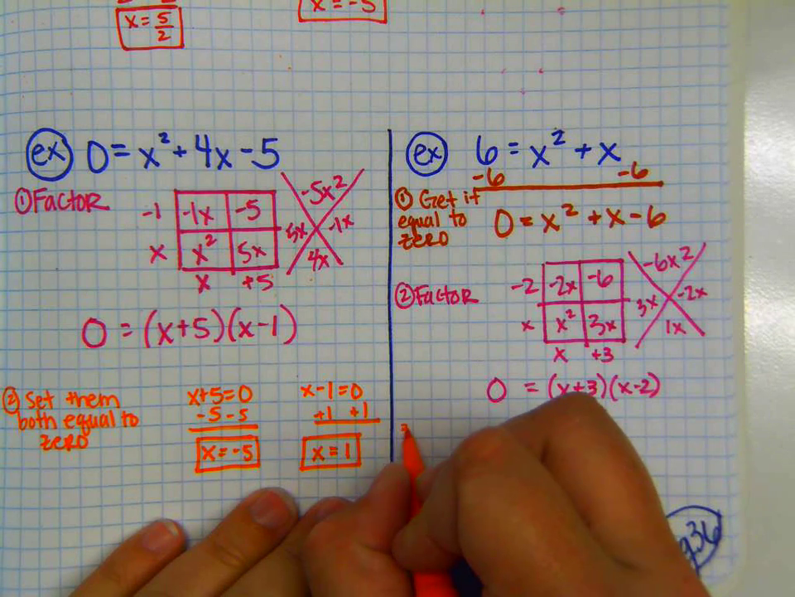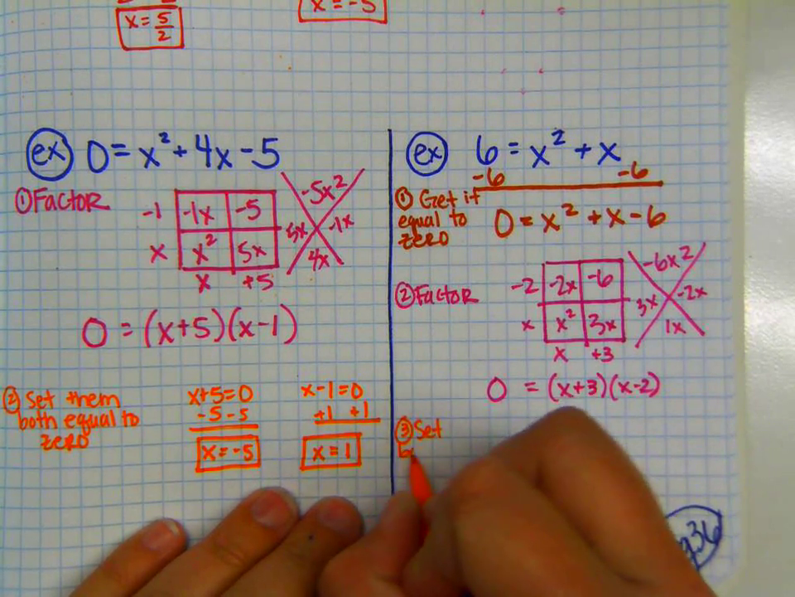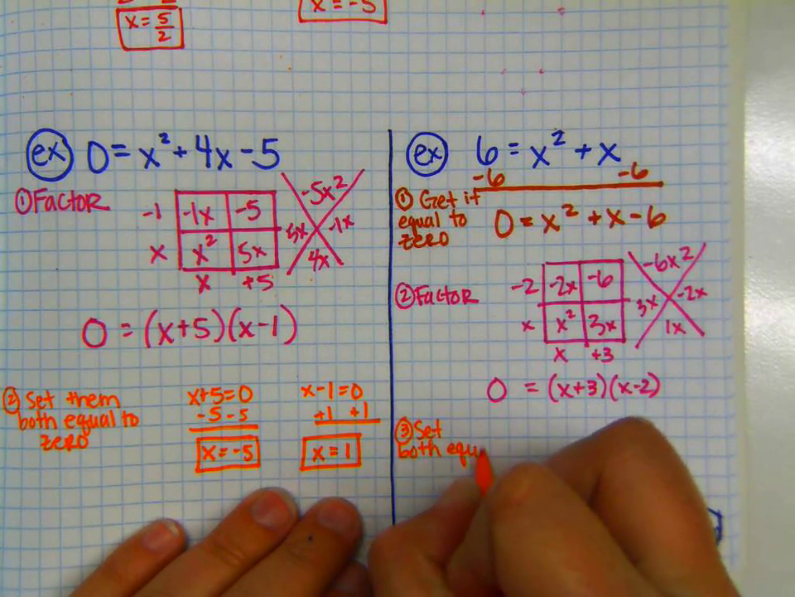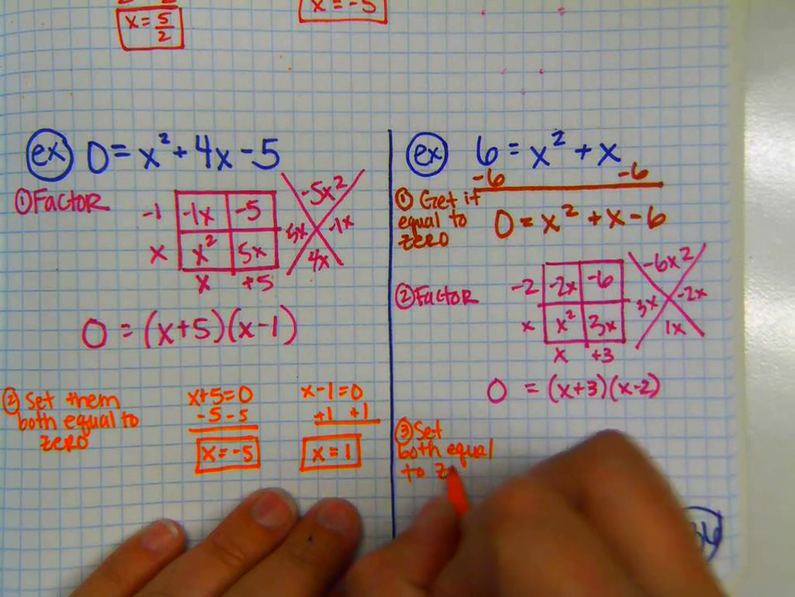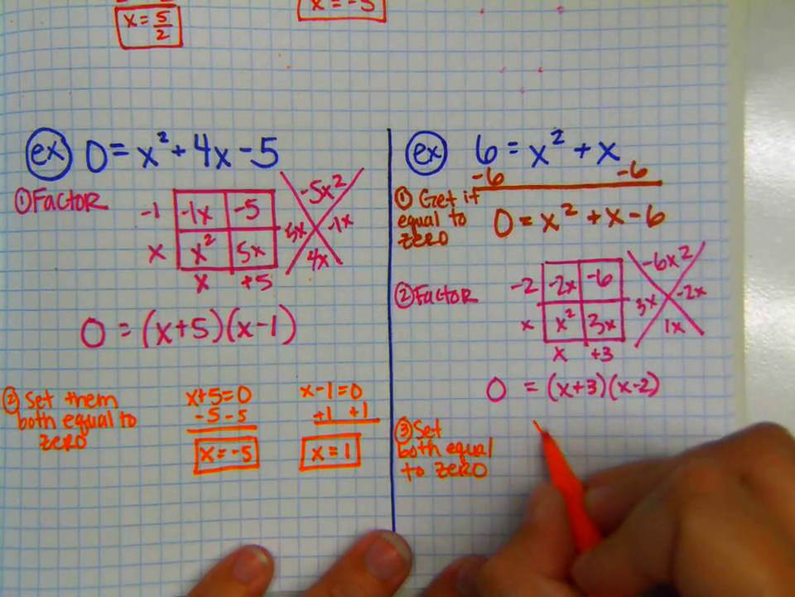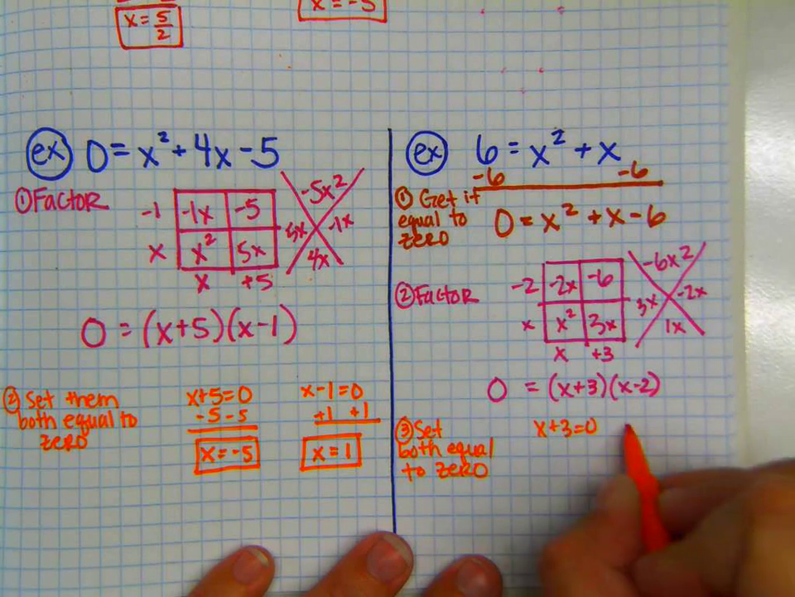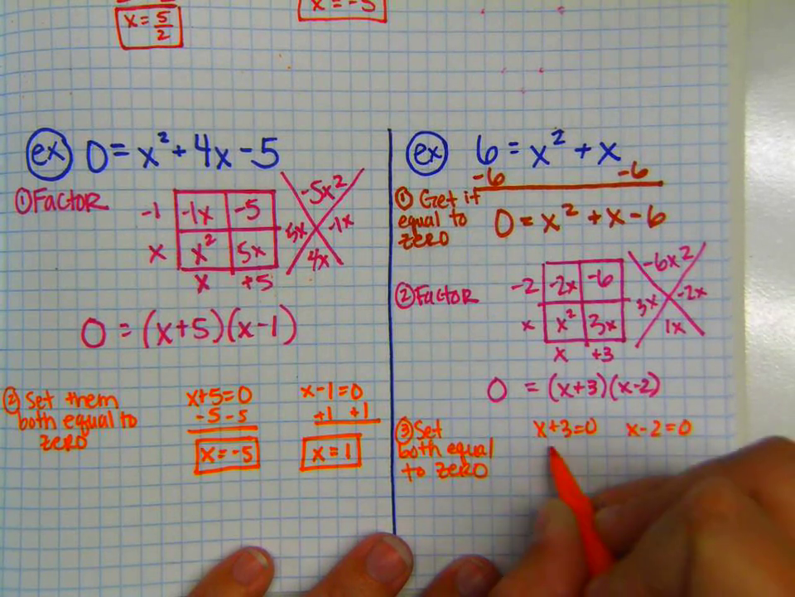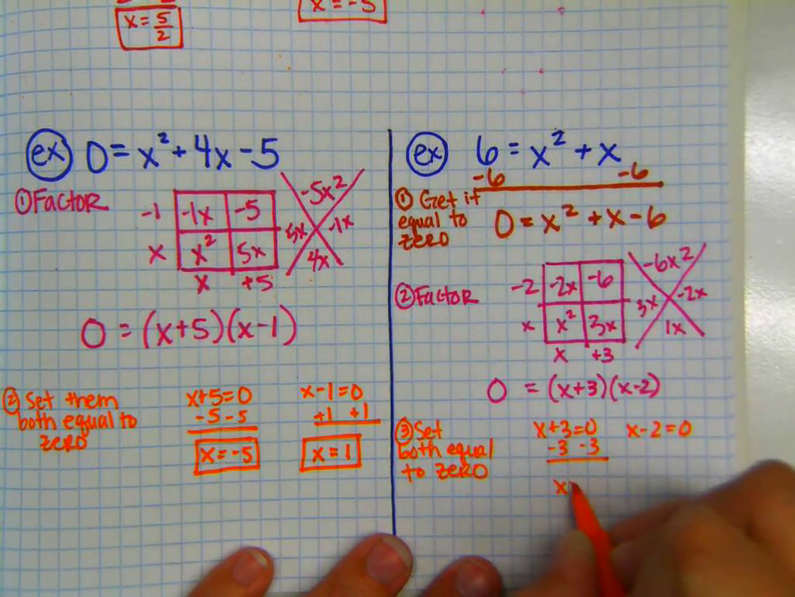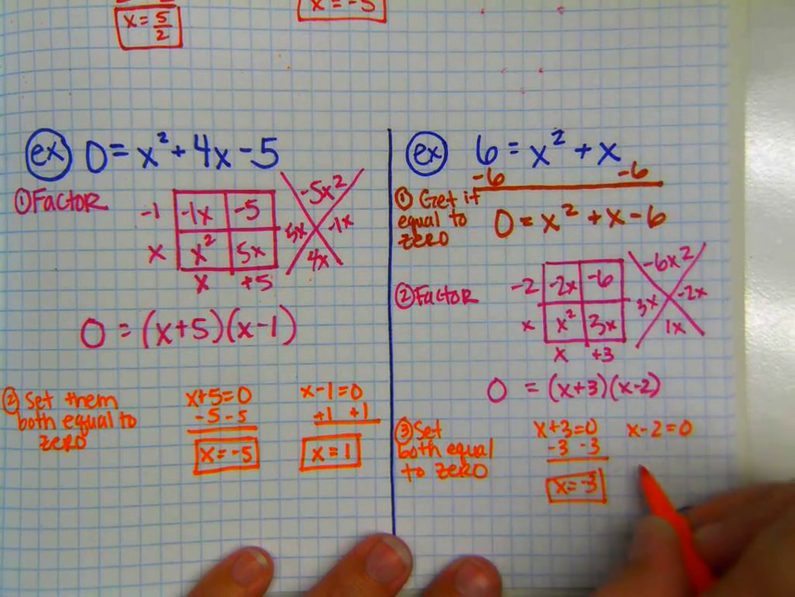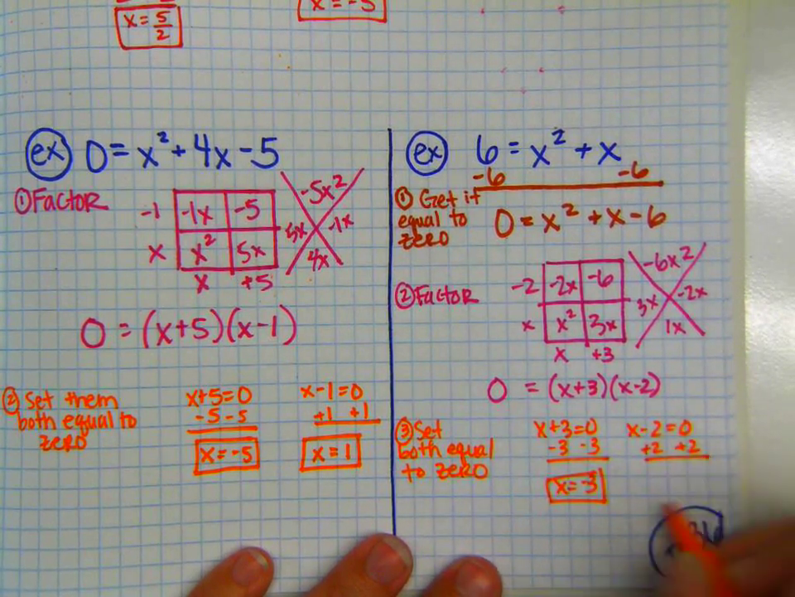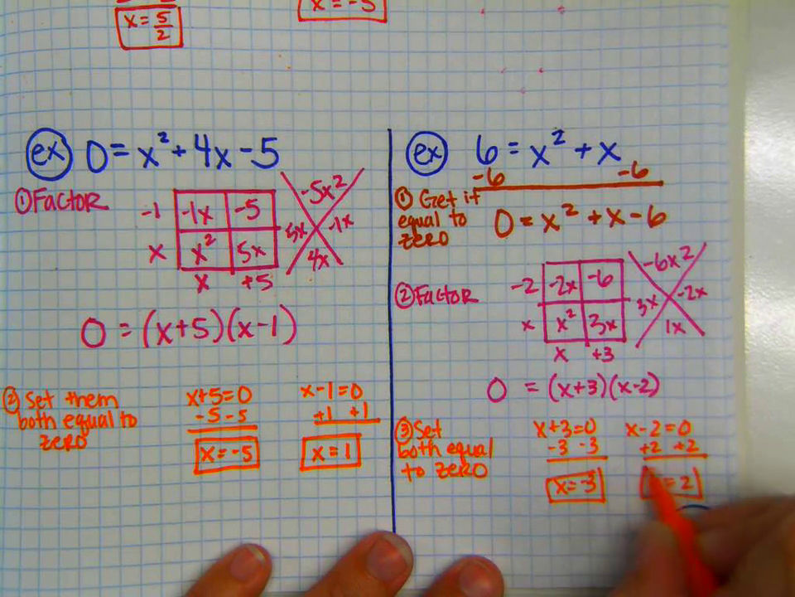Then set both equal to 0. And that'll be x plus 3 equals 0, x minus 2 equals 0, x equals negative 3, and x equals 2. Okay.